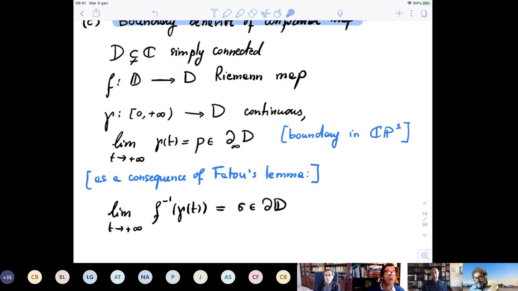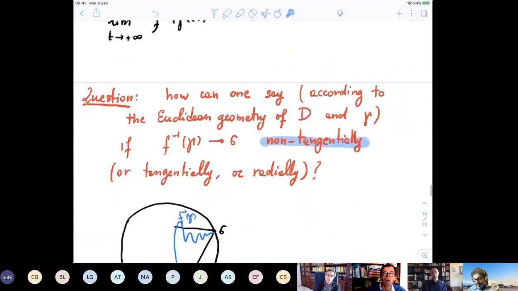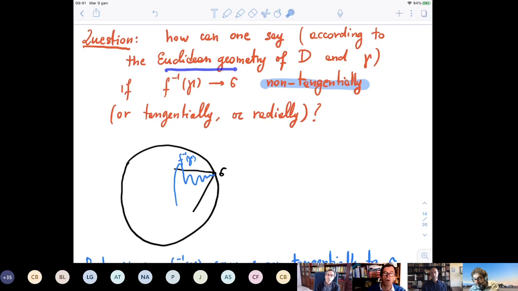Then the pre-image is a slit in the domain D, in the sense that F^{-1} of gamma converges to a boundary point in the disk. It's very easy to see once you know Fatou's lemma. So the question, however, is how can you say, just looking at the Euclidean geometry of D and the curve gamma, if this curve converged non-tangentially to the point sigma or radially?